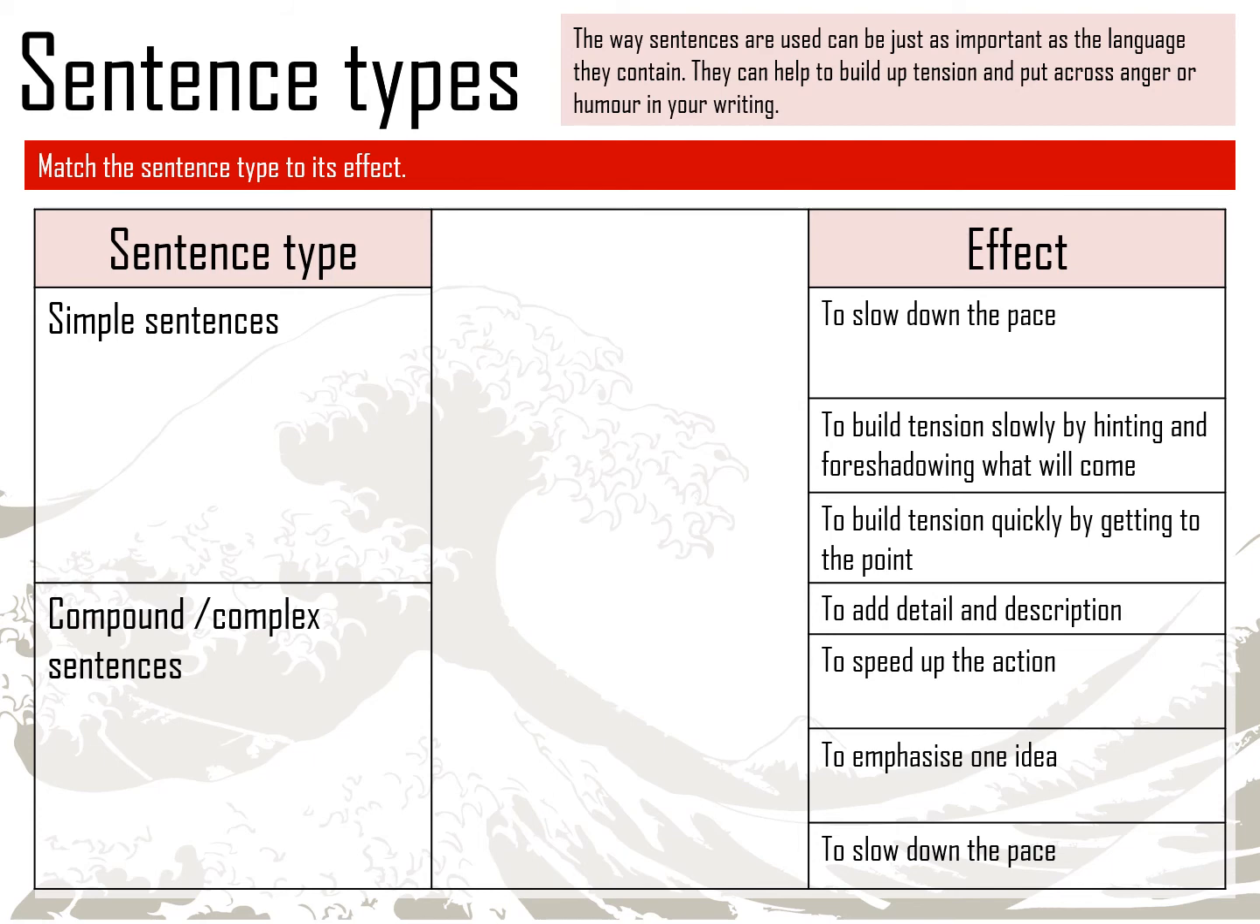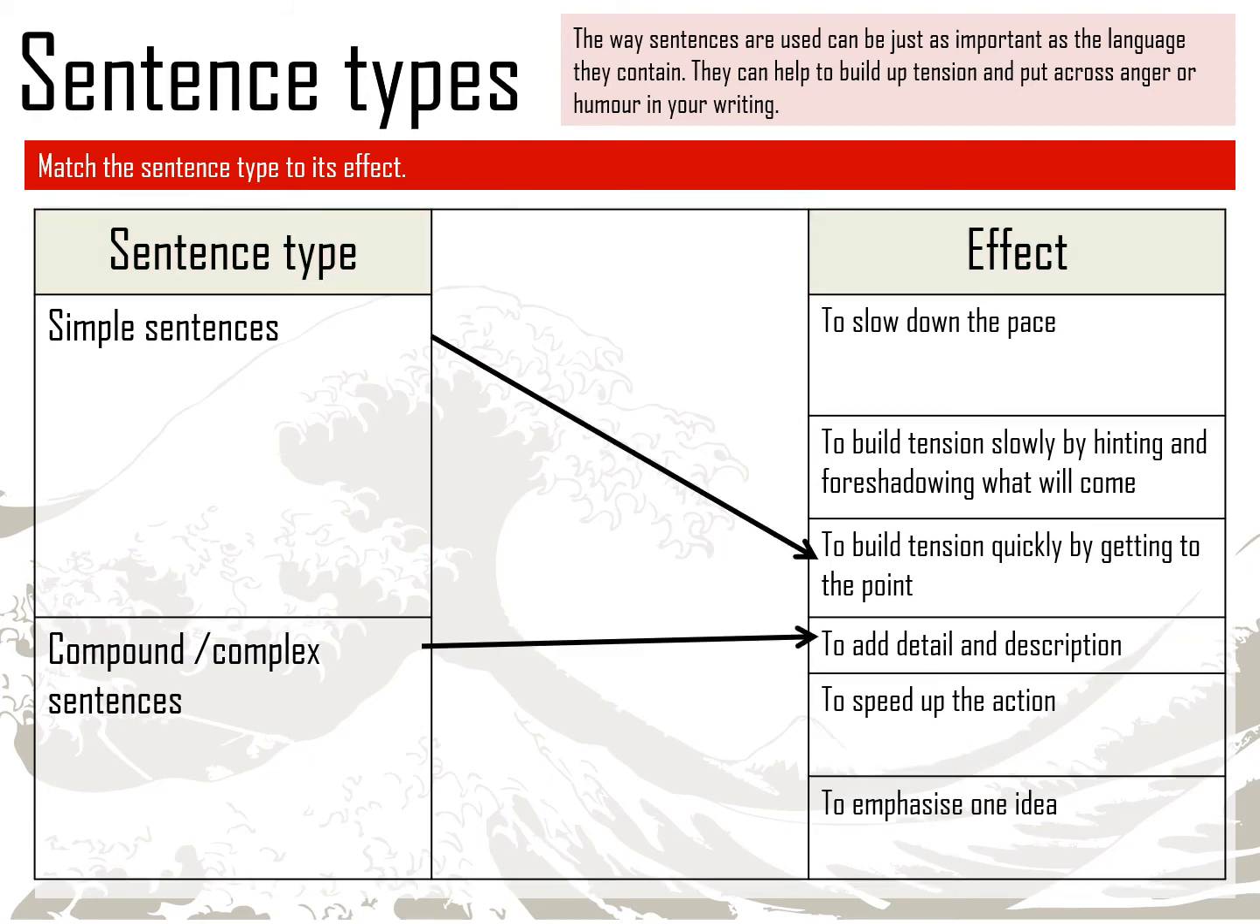Now, if you are able to, and you can print this particular slide out, then what you can do is draw lines. So which effects would you link to simple sentences? Which effects would you link to compound and complex sentences? If you can't print the slide out, then simply write the heading simple sentences and write down the effects you think simple sentences have. Write down the effects you think complex and compound sentences have.